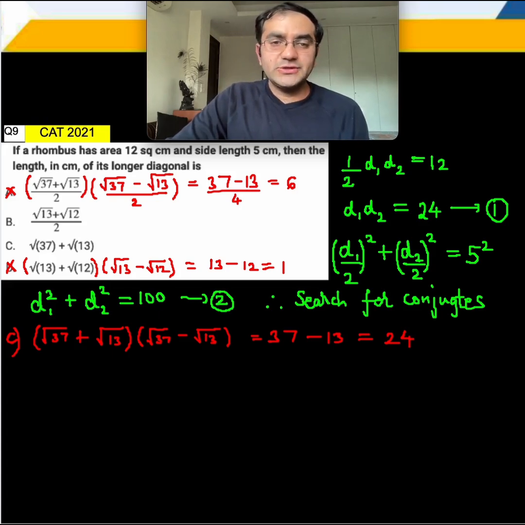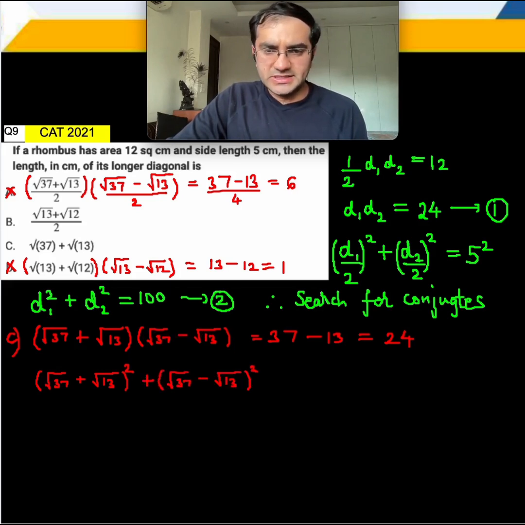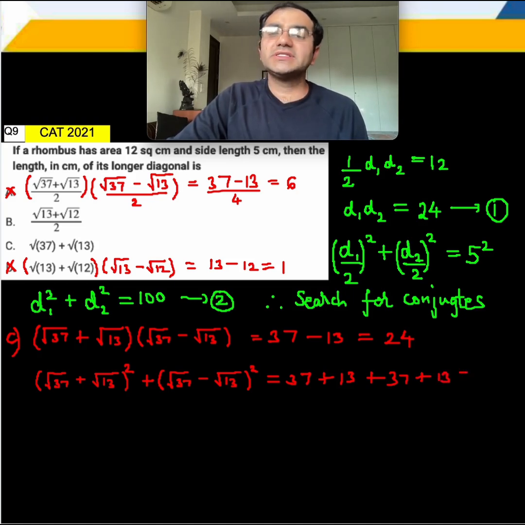I'll put these values for the diagonals into equation number 2 and square them up. The first square plus the second square gives me 37 plus 13 plus 2 root 37 root 13, and then plus 37 plus 13 minus 2 root 37 root 13, which will get cancelled out. And this gives me 100. When this gives me 100, equation 2 is also satisfied, and therefore option C becomes the right answer.